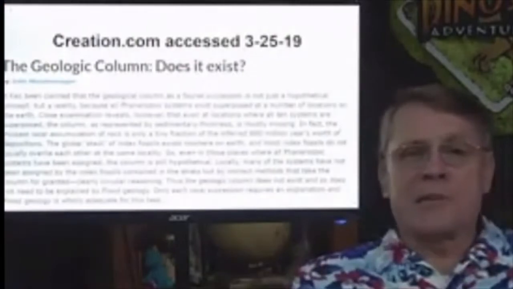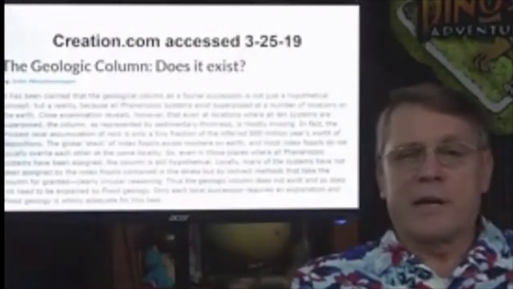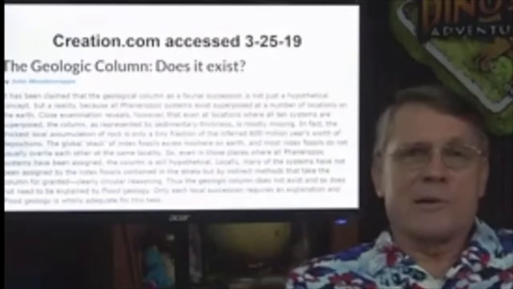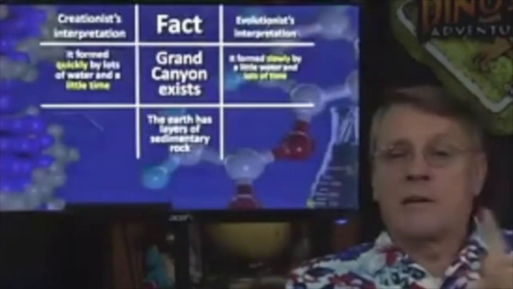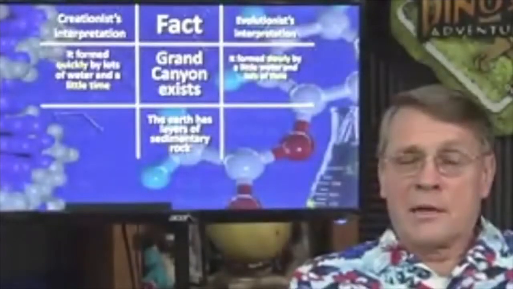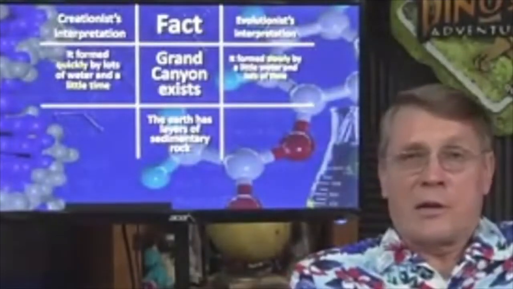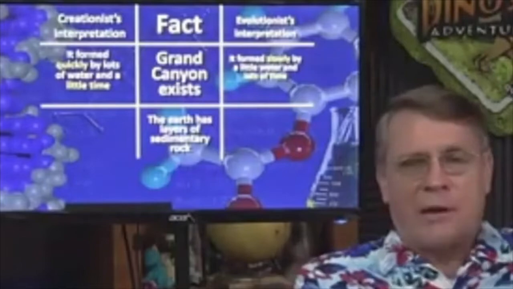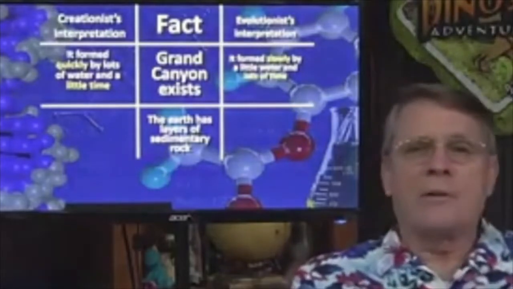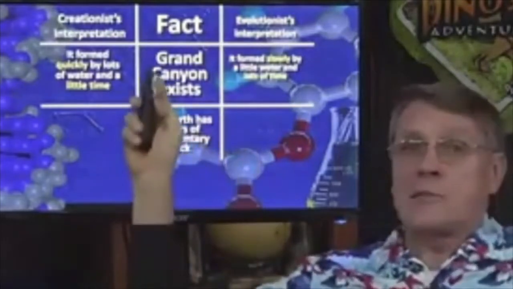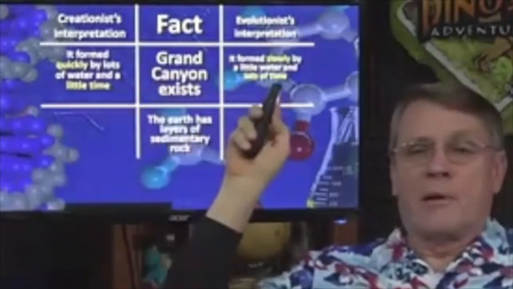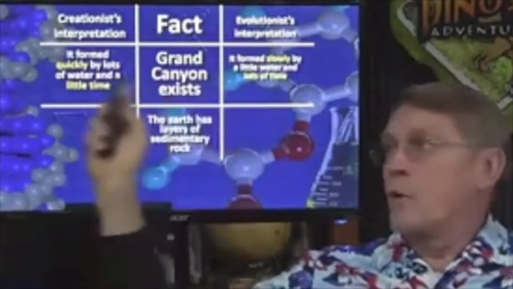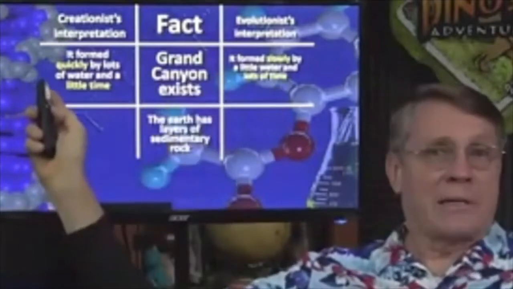The geologic column, does it exist? There's a great article on creation.com, which I accessed a couple months ago, saying no, the geologic column does not exist. Now, it is a fact the Earth has many layers of rock. It's a fact Grand Canyon exists. I've been there many times, flown down in it, rafted in it, climbed up and down. The Grand Canyon exists. That's not a question. There's two options. It formed slowly by a little bit of water and lots of time, or it formed quickly by lots of water and a little bit of time.